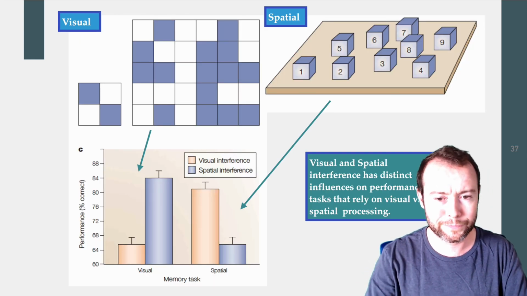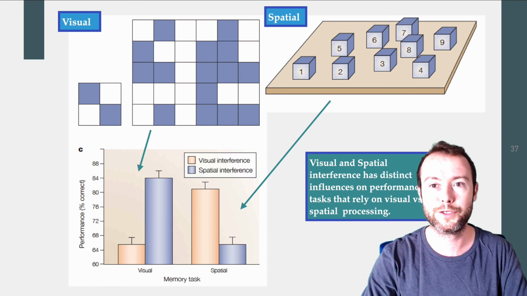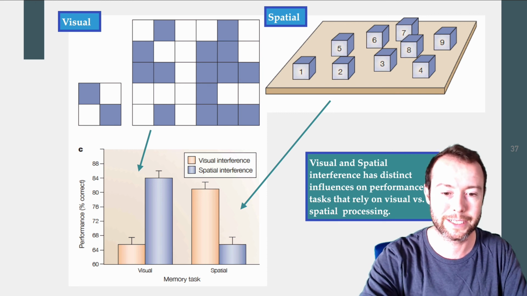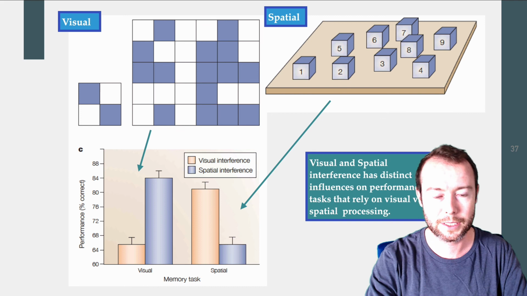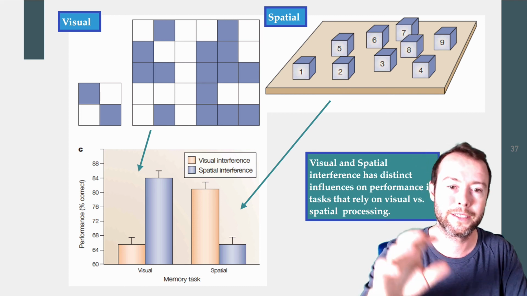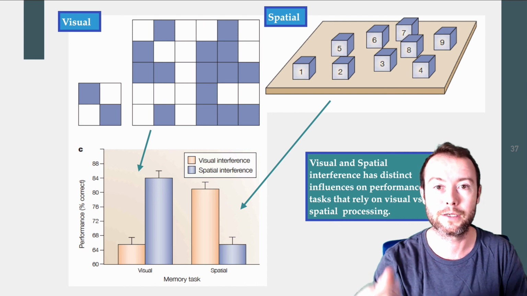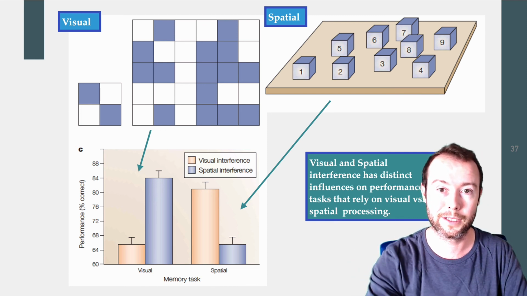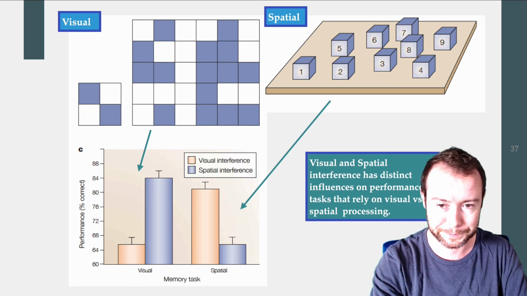A similar sort of design that might help you understand the difference between spatial and visual processing is to look at two other tasks that you might come across here that have also shown dissociations in performance. For example, on the left hand side, a task that would require purely visual processing would be to memorize that block pattern that's presented here. So look at that and just remember that pattern.